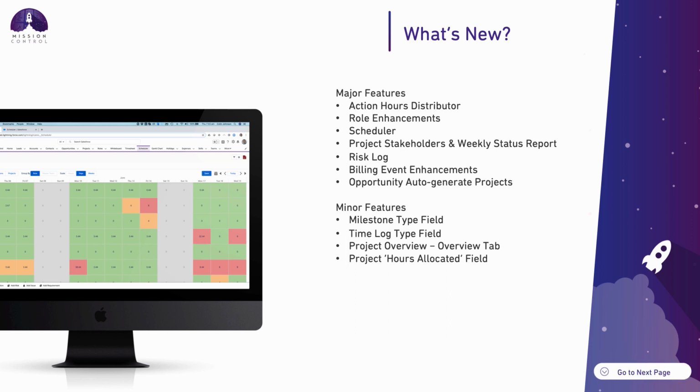So just taking a look at those major features, we're introducing the ability to distribute the hours manually across the duration of an action. We've added a few enhancements to the role page. We've done a major overhaul to the scheduler. And we've introduced a new feature called Project Stakeholders and the ability to issue a weekly status report to those stakeholders. We've enhanced the risk log as well as making some additional improvements to the billing event features. And another major feature, we've introduced the ability to auto-generate projects directly from an opportunity, and a couple of minor enhancements there that we'll delve into shortly.